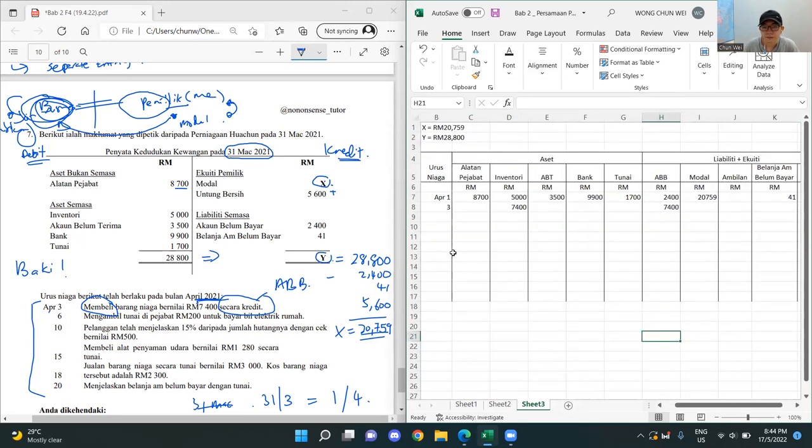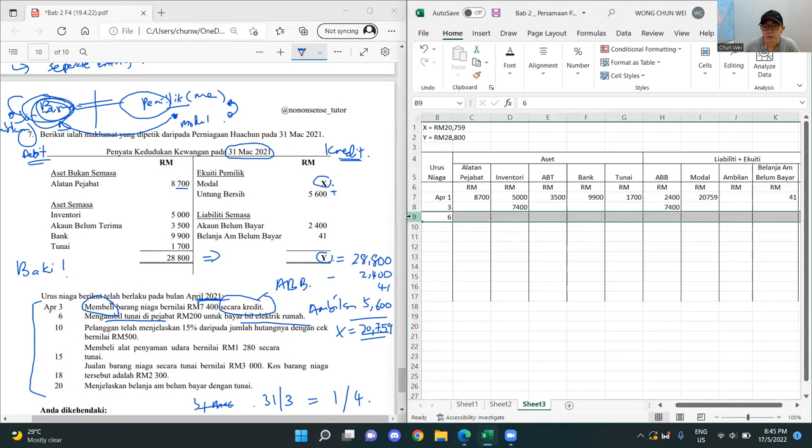Okay, so next, 6. Right, 6, mengambil tunai di pejabat 200 ringgit untuk bayar bil elektrik rumah. Use the tunai, the money from your company to pay for your house bill electric. So this is definitely ambilan. Kan? So if it is an ambilan, and you ambil apa? Ambil tunai. Maksud there's two things here, two account. So one is your tunai berkurang, and then another one is ambilan. Kan? So in 6th of April, your tunai berkurang, so you have to minus. Minus means bracket 200. Right? And then ambilan. So in ambilan here, you put 200 ringgit.